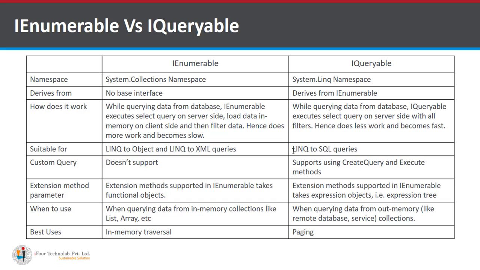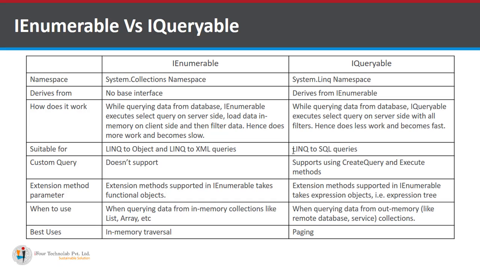While querying data from database, IEnumerable executes select query on server side, loads data in memory on client side, and then filters data. Hence does more work and becomes slow. While querying data from database, IQueryable executes select query on server side with all filters, hence does less work and becomes fast. IEnumerable is suitable for Linq to objects and Linq to XML queries. IQueryable is for Linq to SQL queries.